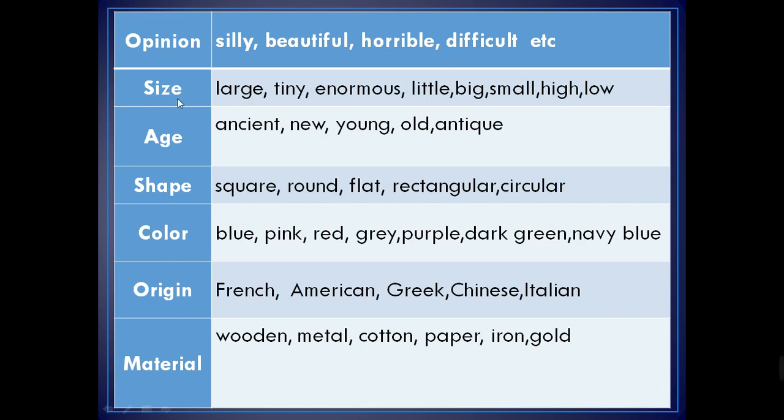Size: large, tiny, enormous, little, big, small, high, and low, etc. Age: ancient, new, young, old, or antique. Shape adjectives. So adjectives which show the shape: square, round, flat, rectangular, circular. Color adjective. So blue, pink, red, gray, purple, dark, etc.